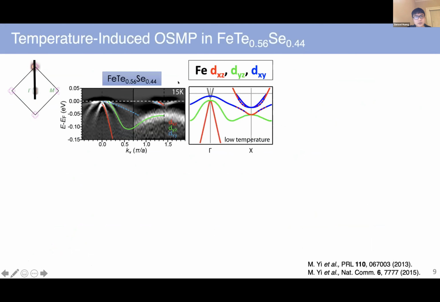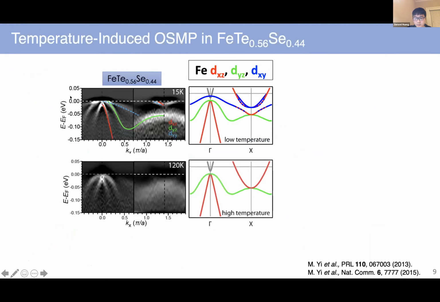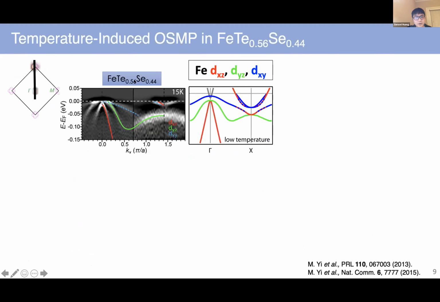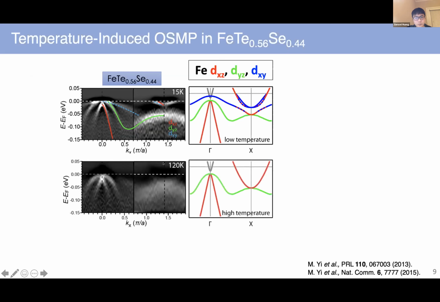First of all, this temperature-induced orbital selectivity has already been found previously. This is a gamma-M cut for FeTeSe with selenium content equal to 0.44. We find that the low-energy band consists of the xz, yz, and xy orbitals at low temperature. With the increase in temperature to about 120 Kelvin, we find the spectral weight of the dxy orbital near the Fermi level is strongly suppressed.